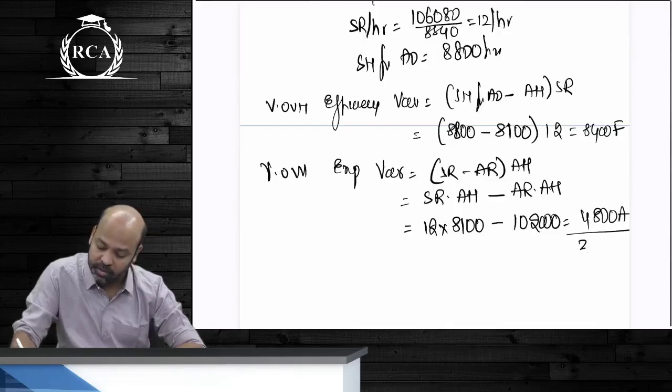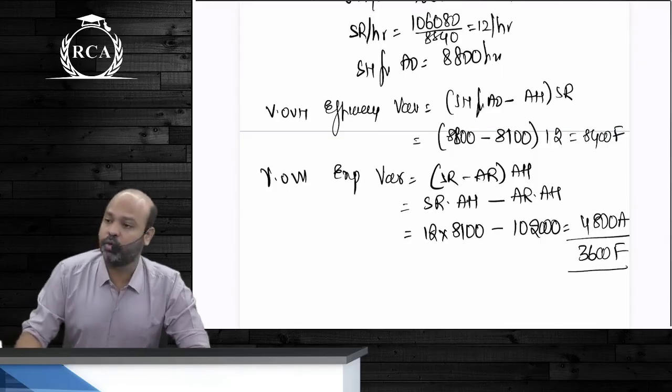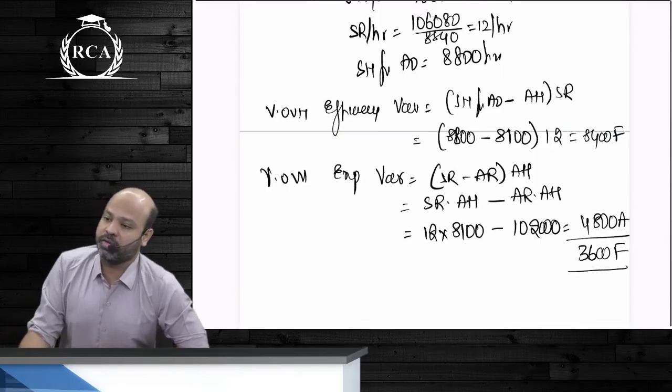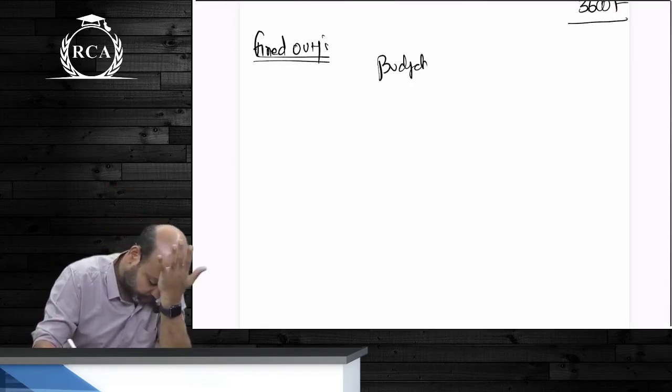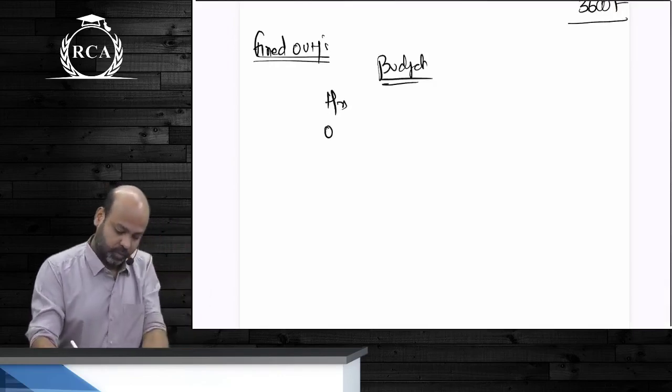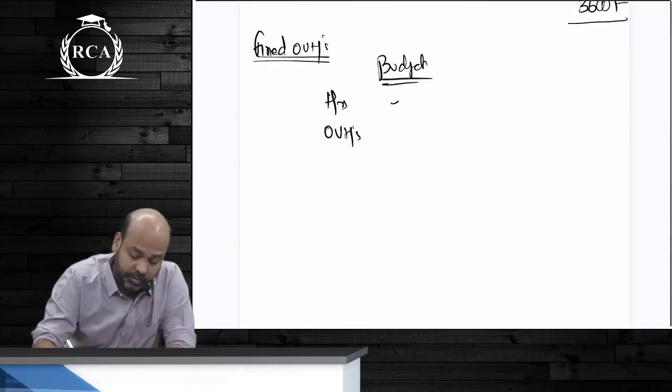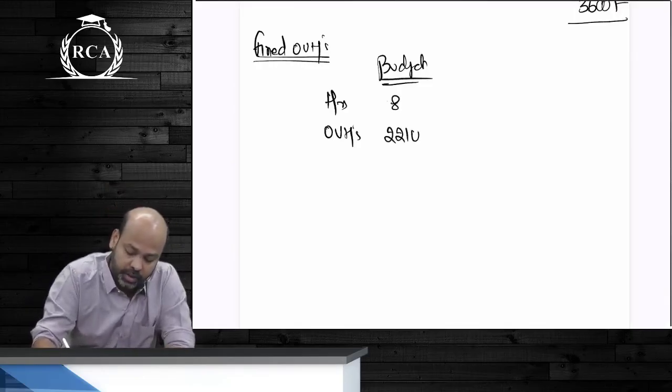4,800 adverse, beta. This put together is 3,600 favorable. This will be the variable overhead variances. Please check if you all got the same answer. As per the budget, beta, what are the overheads? Number of hours were 8,840.